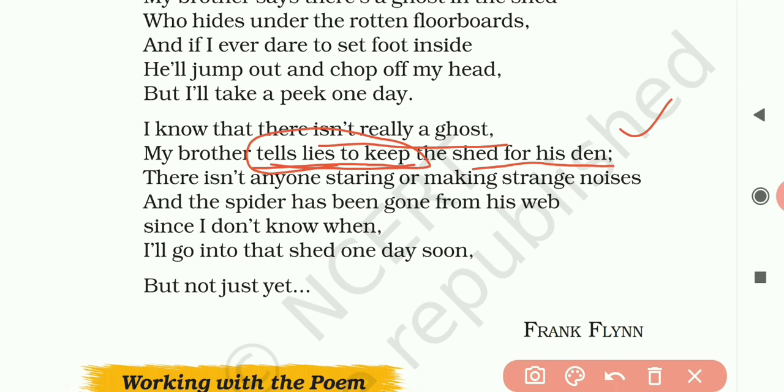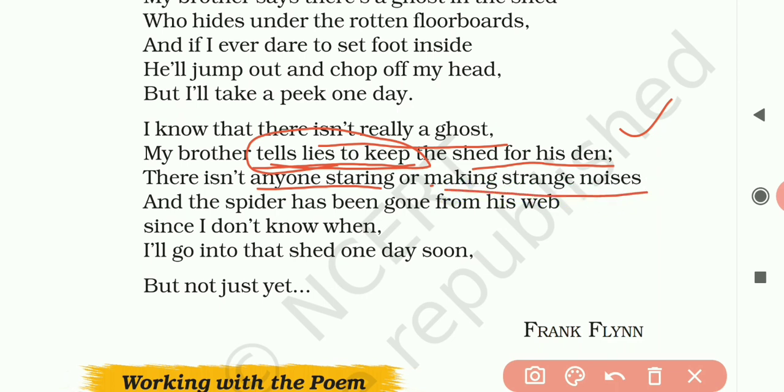There is not anyone staring or making strange noise, and the spider has been gone from his web. ये beautifully written. क्या कहते हैं? There is not anyone staring. ये कह रहे हैं poet is very seems to be matured now. poet थोड़े बड़े हो गए हैं मुझे लगता है. That's why he says that there is not anyone staring or making strange noises. वहाँ से कोई strange noise नहीं आती.